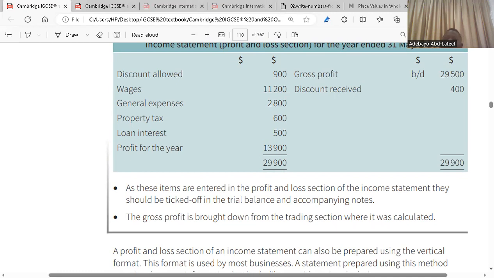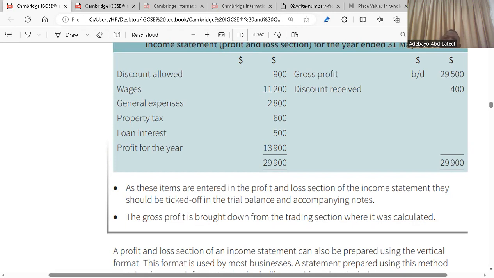All your income, part of your income could be commission received. Maybe you receive commission. It's an income for the business. How do you receive a commission? Maybe your business sold some property and they are giving you a certain amount. Like a commission comes when, for example, you sold a property like a land.